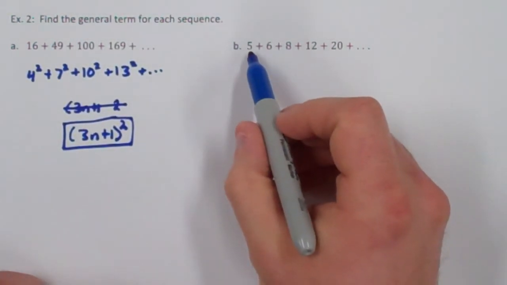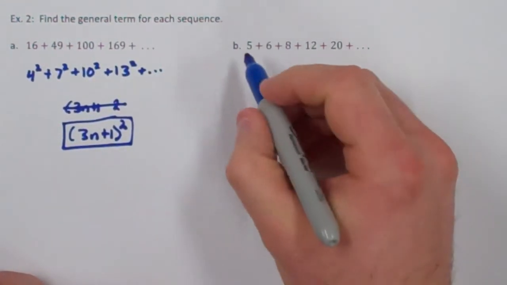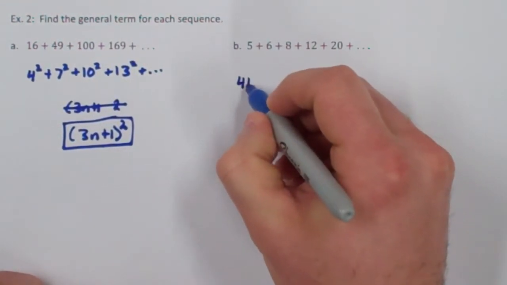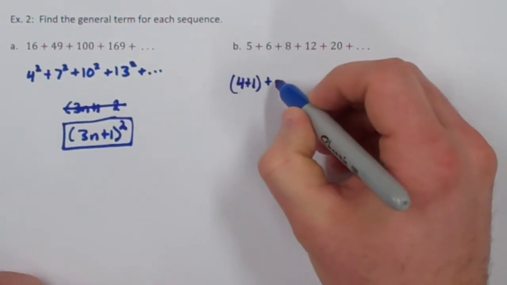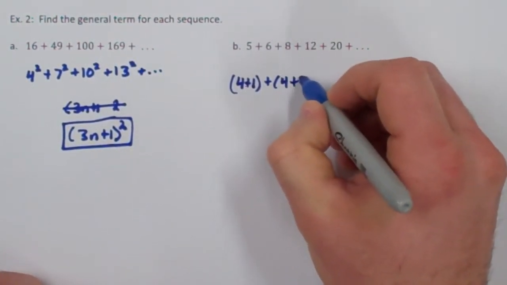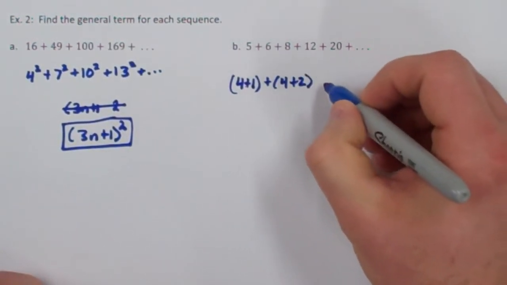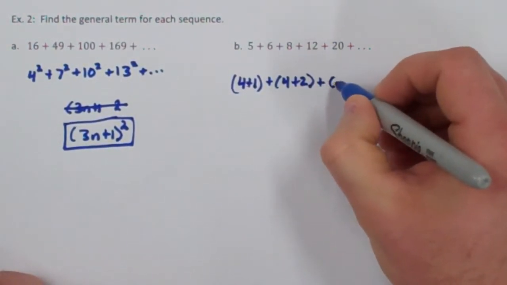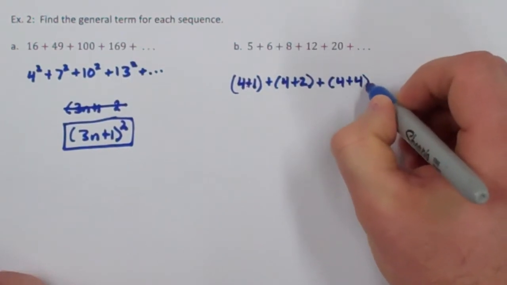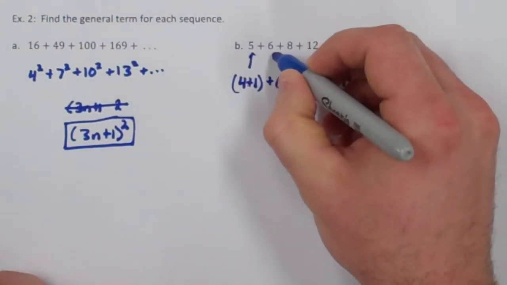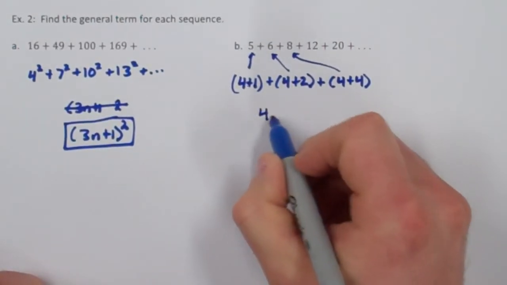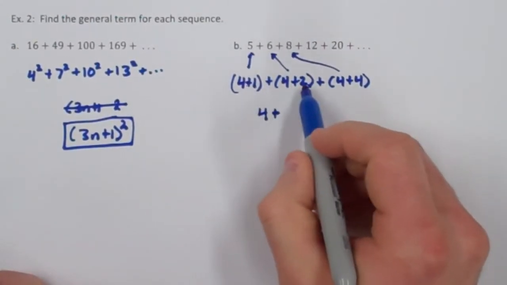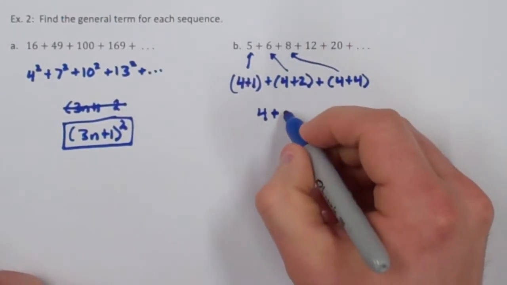So this 5 here, for me, I saw that was 4 plus 1. And then this 6 here is 4 plus 2. And then the next one, this 8, is going to be 4 plus 4, and so on and so forth. So I know the thing that's staying the same is the 4. What's changing is we're adding a power of 2 every single time.